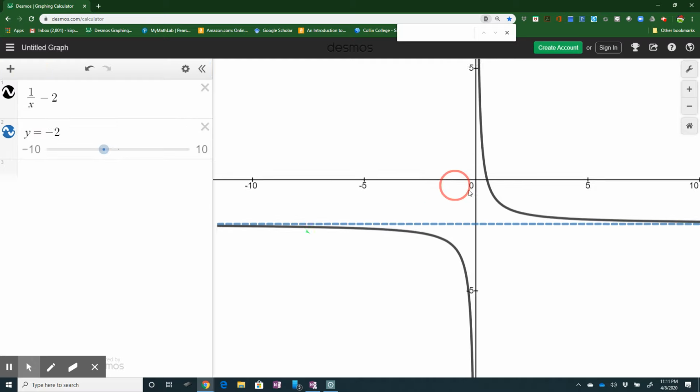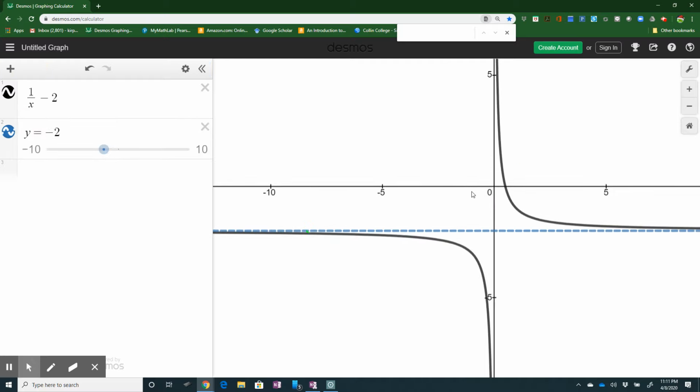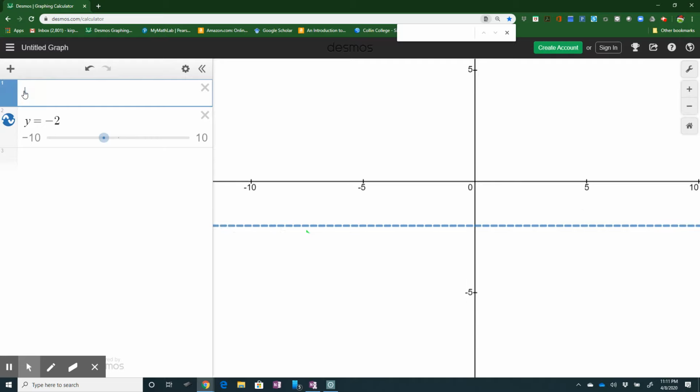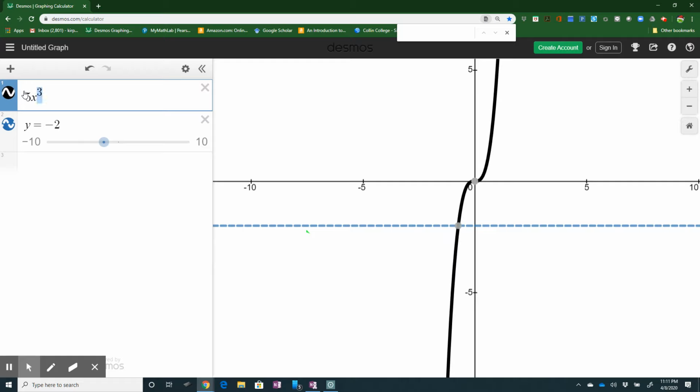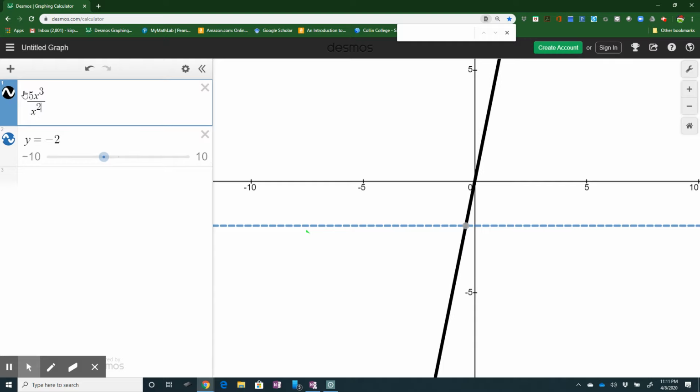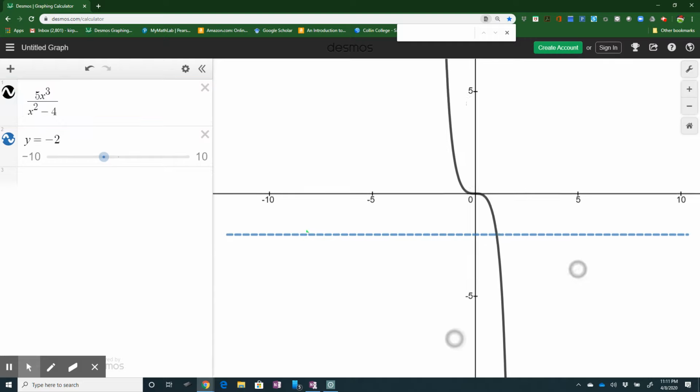Now, what's different about a horizontal versus a vertical is that the graph, I'm just going to put the keyboard in front of me, enough of this awkward typing, is that the graph is actually allowed to cross. So I'm going to show you another picture. Let's say I have 5x cubed over x squared minus 4.